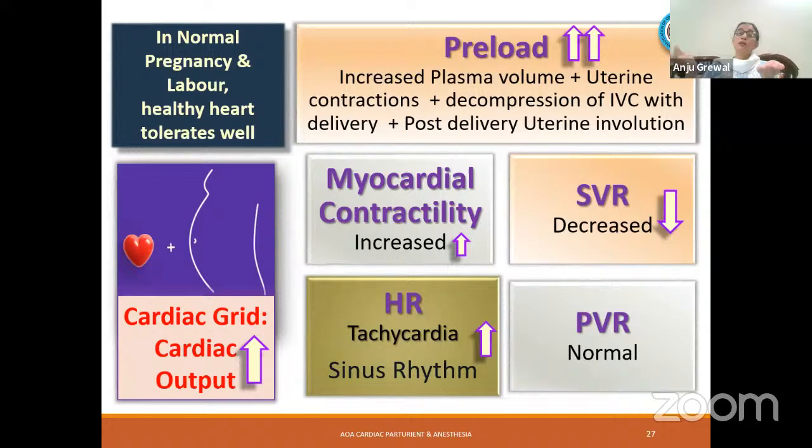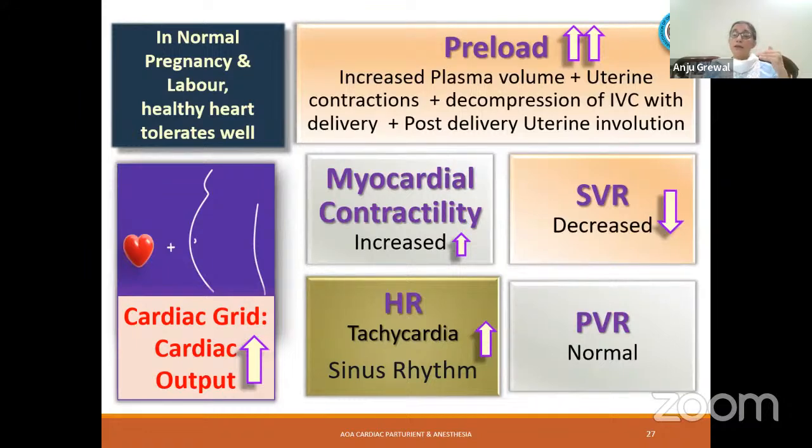And when the mother gets into labor, there's an additional load coming onto the heart preload because of the uterine contraction. Each uterine contraction is going to pump in 200 to 500 ml of blood per contraction. And a major chunk of autotransfusion comes in after delivery, when there is a decompression of the inferior vena cava, and there is a uterine involution in the immediate postpartum period. So the preload is increased.